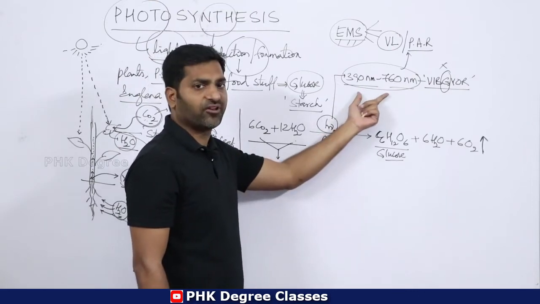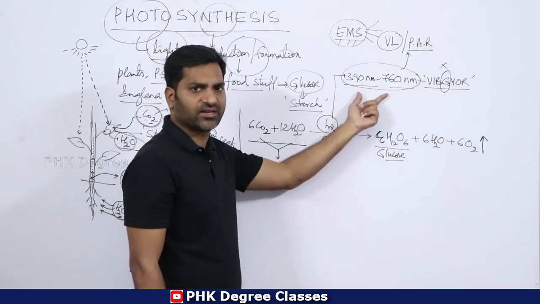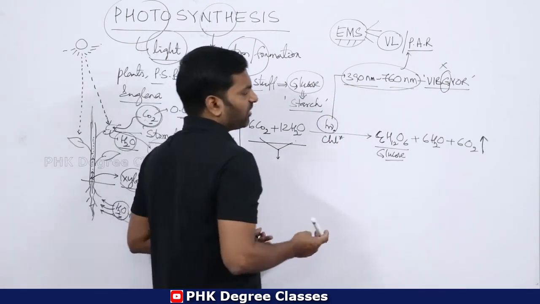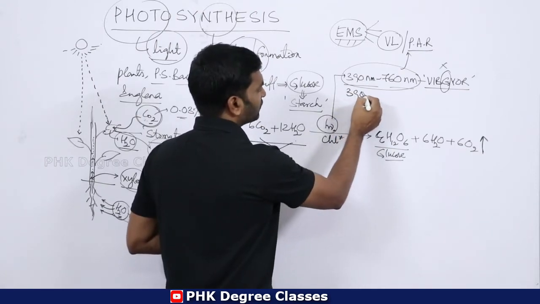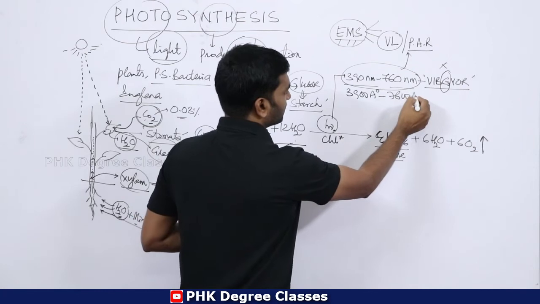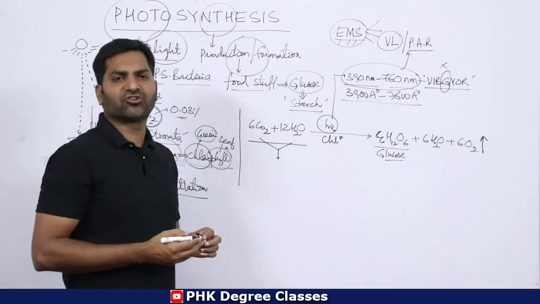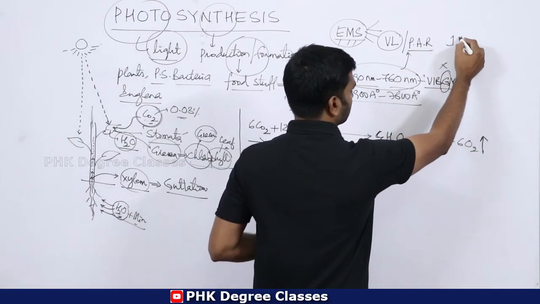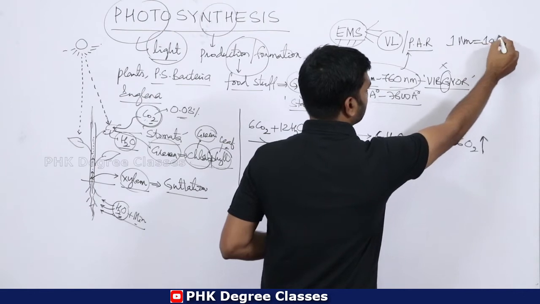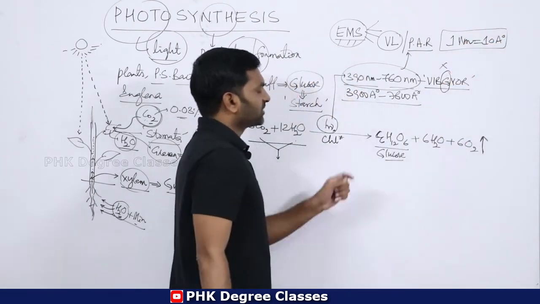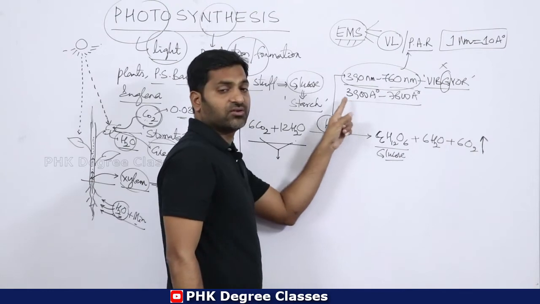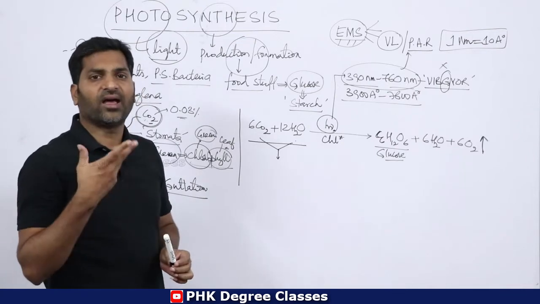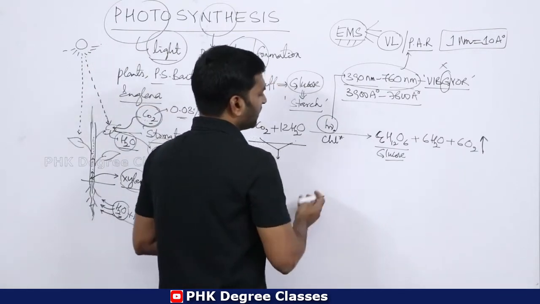The wavelength or the frequency of this particular visible light or photosynthetically active radiation is 390 nanometers to 760 nanometers, or you can use another unit, that is 3900 angstroms to 7600 angstroms. If you convert nanometers into angstroms, remember 1 nanometer is equal to 10 angstroms. Hence 390 nanometers is equal to 3900 angstroms, and 760 nanometers is equal to 7600 angstroms. So this is about what?